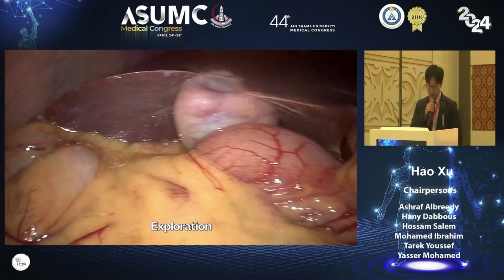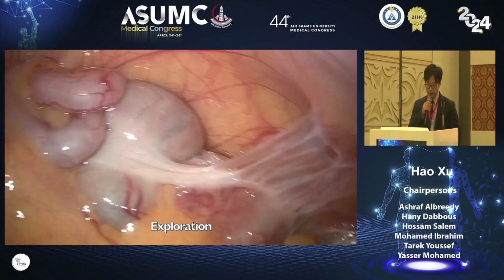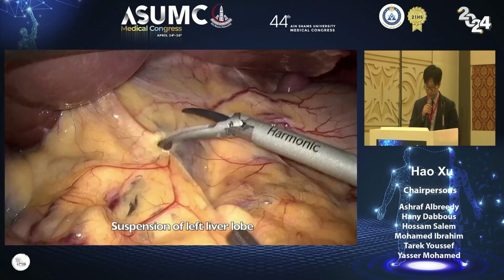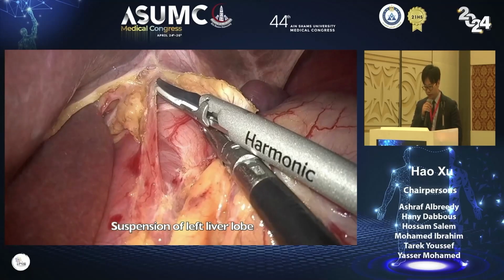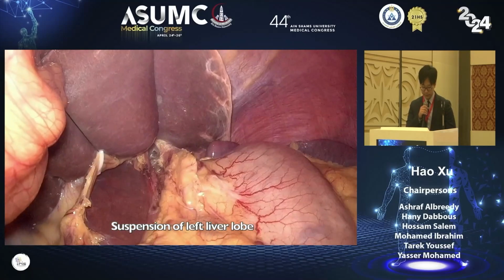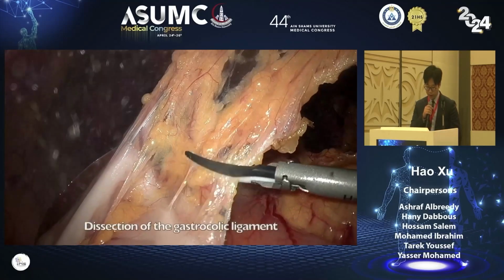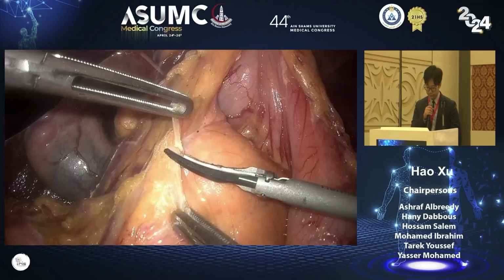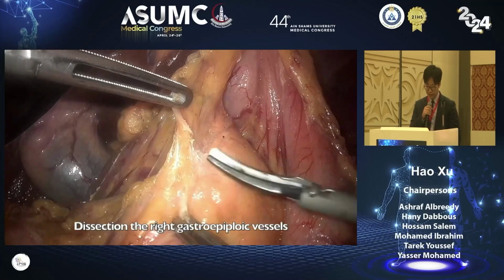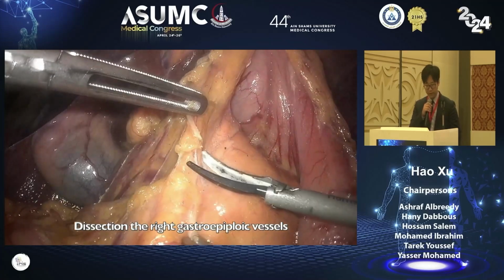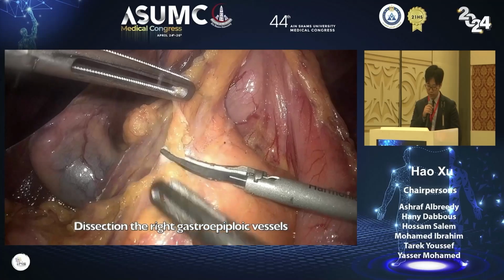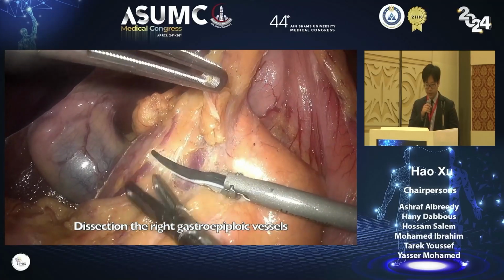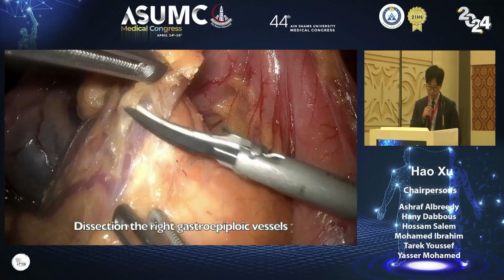At first, we performed the exploration, and there is no distant metastasis. We suspend the left liver lobe at first. Then we dissect the gastrocolic ligament. And we try to dissect the right gastroepiploic vessels. During the dissection, we should be careful not to damage the ASPDV.